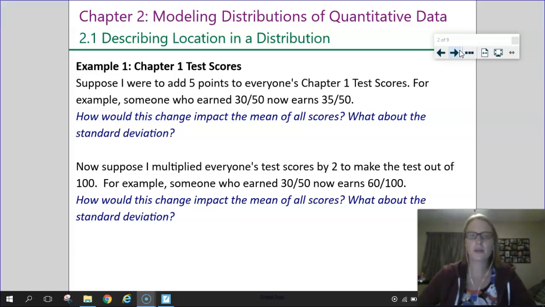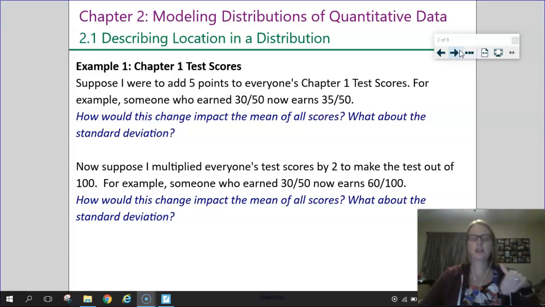So let's take a look at one scenario. You don't need to write anything down on this page because we're going to look at it more in depth next, but I just want you to think back to the Chapter 1 test scores that you got last week. What would happen if I were to add 5 points to everyone's Chapter 1 test scores? Most of you would love that, right? So someone who got a 30 out of 50 would now earn a 35 out of 50. How would adding 5 to the whole class's test scores impact the average, the mean? How would it impact the spread, the standard deviation?